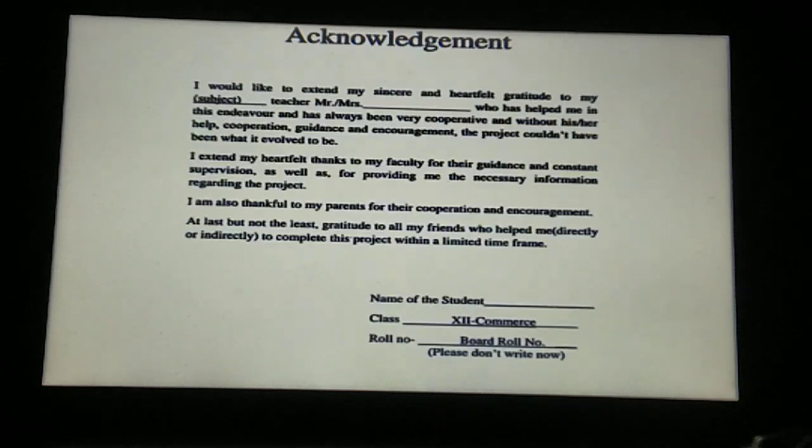After that, we are moving to the next point, that is the acknowledgement. In this acknowledgement part, you will be mentioning the subject, then the subject teacher's name who helped you in doing the entire project, and after that you will be writing your own name, then the class, that is class 12 commerce, and the roll number. Here you will be mentioning the board roll number, but don't write the board roll number now.